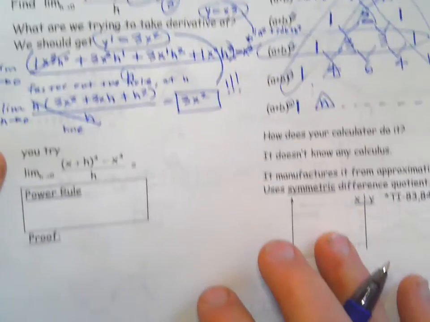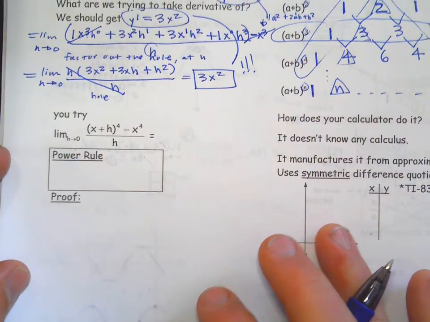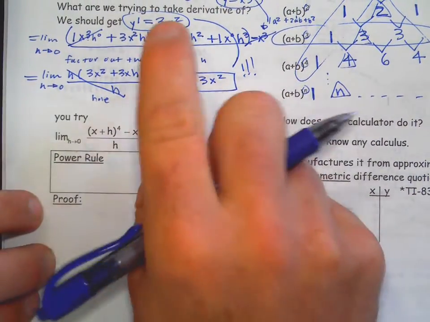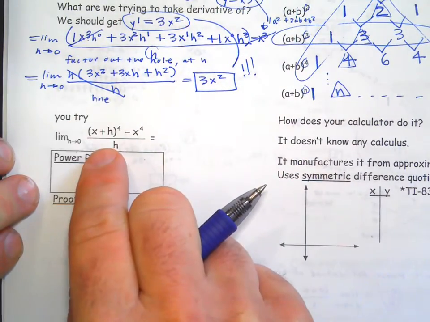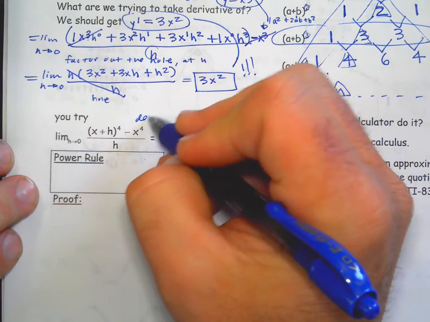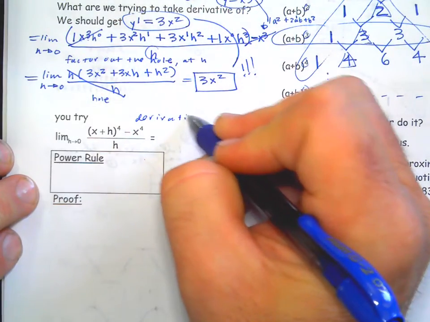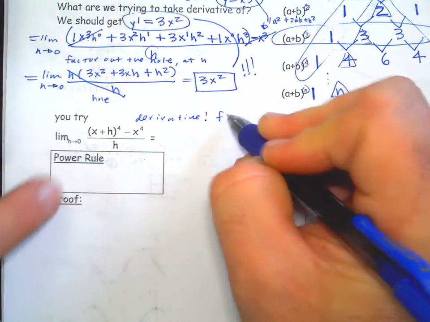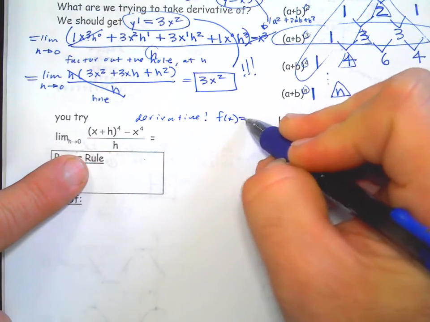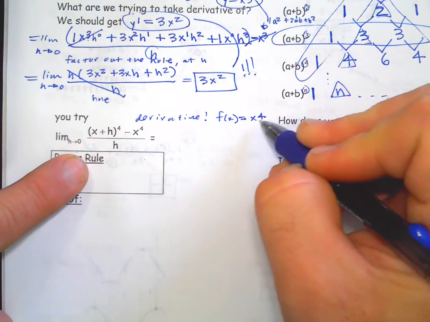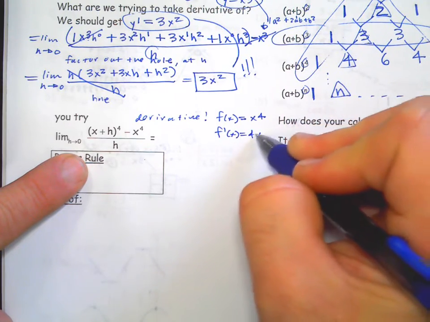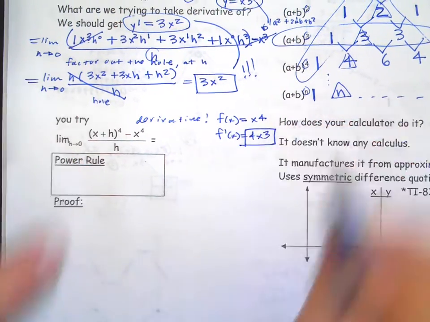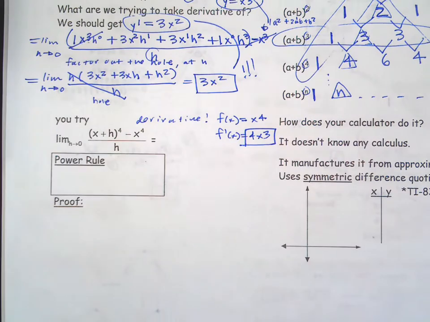Now, for this problem, what I want you to do in the future, most of the time, unless I tell you, on some problems I'm going to make you do it the long way, but most of the time, I want you to be like, hey, this is a derivative. And the function that we're taking the derivative of is x to the fourth. And the derivative of x to the fourth is 4x cubed. Done, okay? Done. AP test, okay?